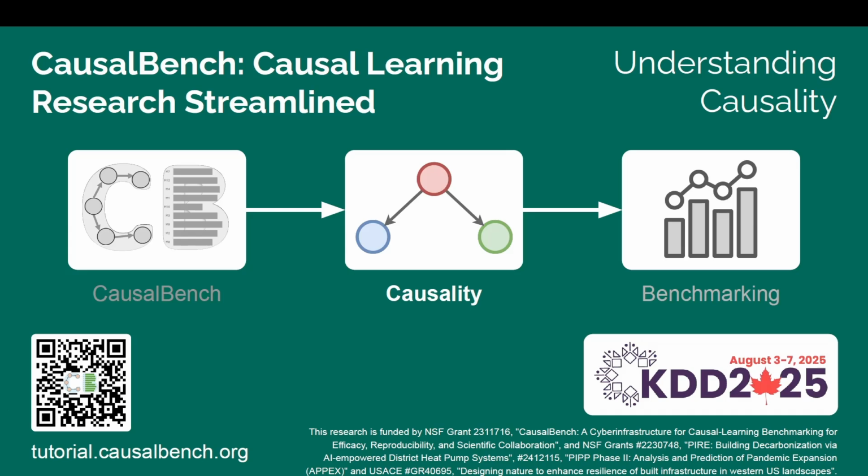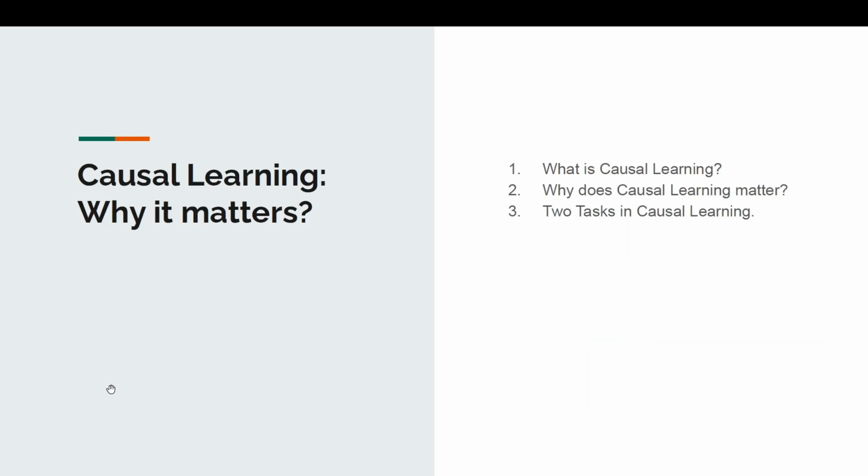All right, thank you, Abhinav. To make the most of CausalBench, we have to understand the underlying system, which is causality. Because CausalBench is a tool designed to help us execute causality tasks or causal learning tasks. And as it goes in the name, most of CausalBench is based on causality. This section will provide a brief overview of what causality is, why it matters, and two tasks in causal learning and how CausalBench handles them.